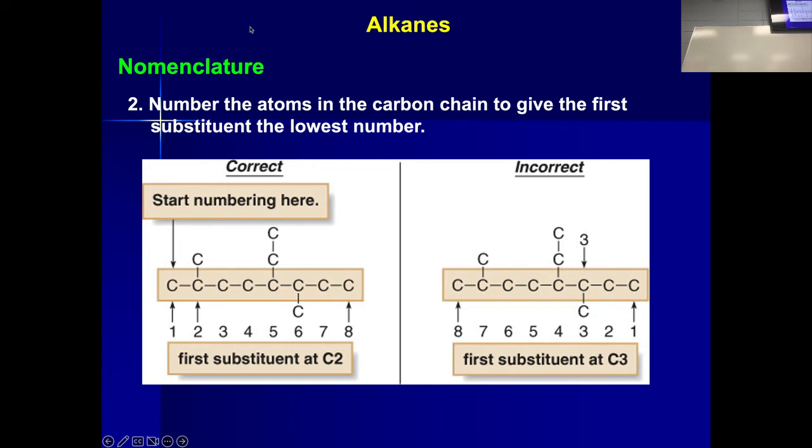But it's not always left to right. So wait, which one's correct? This one is correct. That one's correct, that one's wrong. Because the first substituent that I come to, if I went down this numbering, it would be on carbon number 3. You want that first substituent to be on the lowest numbered carbon. Okay?